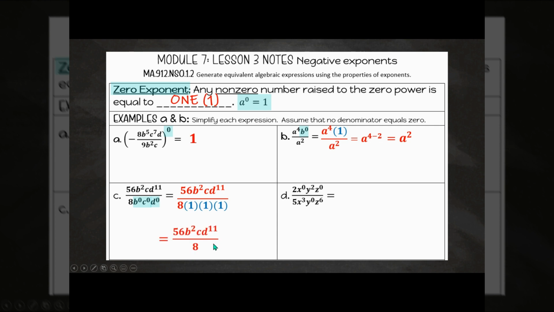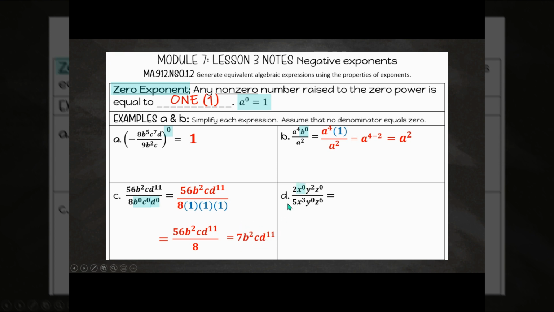So once we simplify that, this is what we can simplify that to. And then we simplify that further by doing 56 divided by 8, which is 7. Everything in my numerator remains in my numerator, and so I no longer have a denominator here.